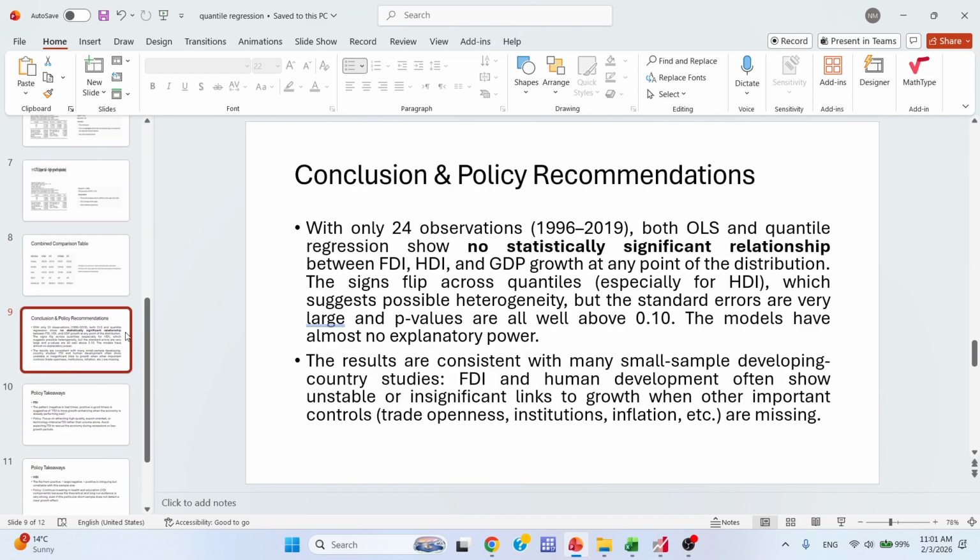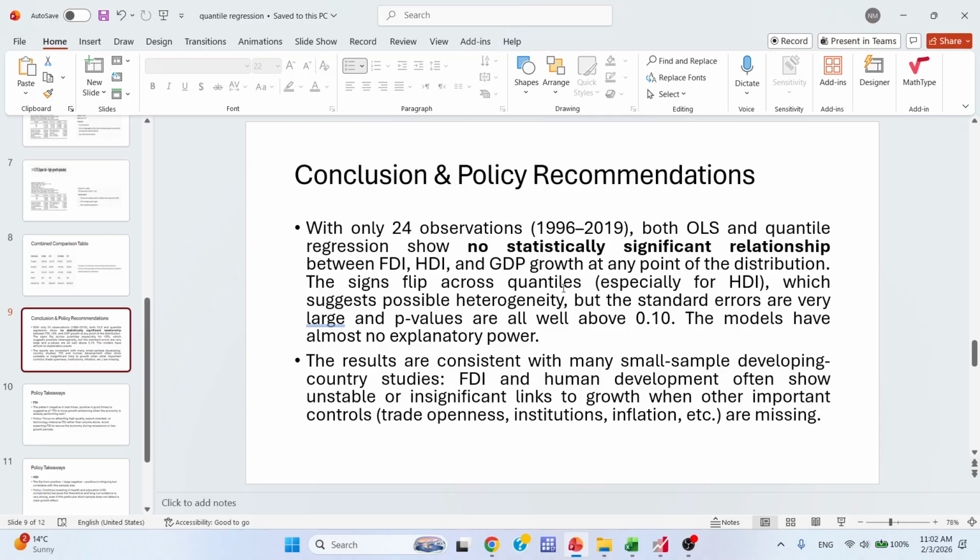So now let's talk about the conclusion and policy recommendation. As you can see, our data set is very small, with only 24 observations from 1996 to 2019. Both the OLS and quantile regression show no statistically significant relationship because of the unavailability of data. So there is no relationship between FDI, HDI and GDP growth at any point of the distribution.